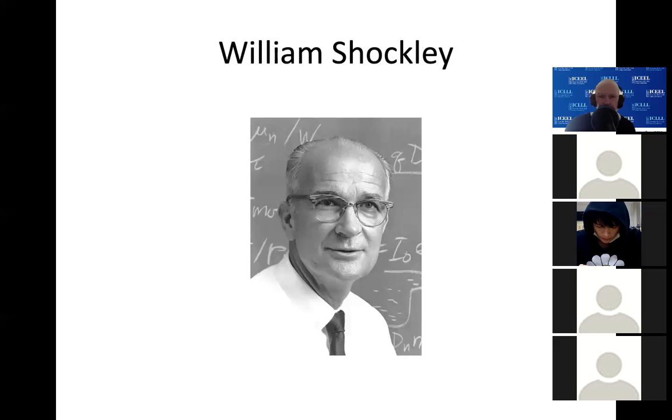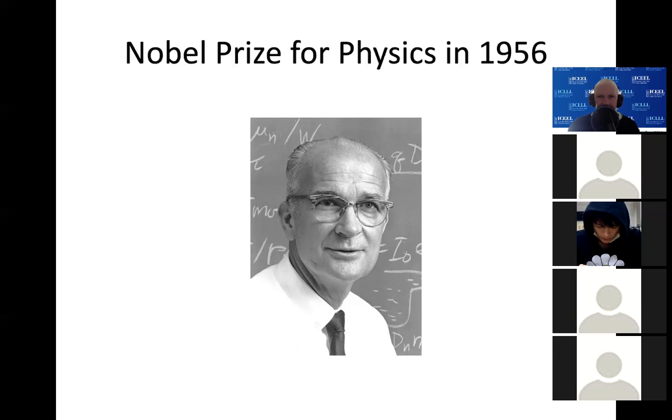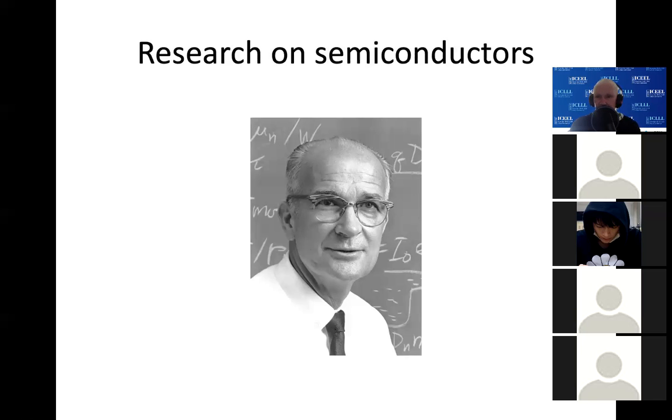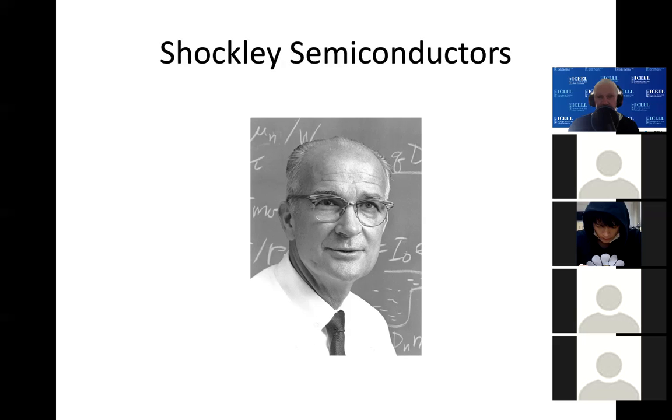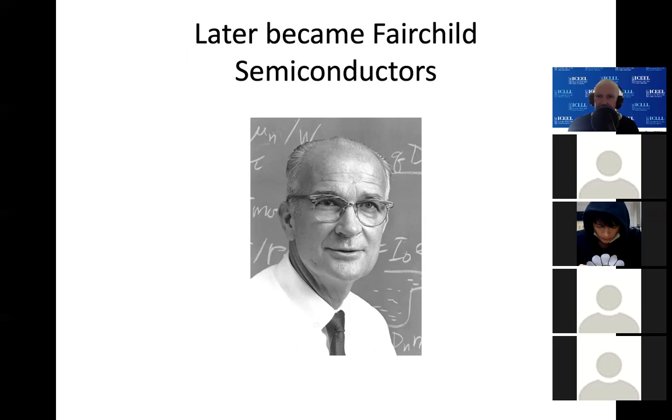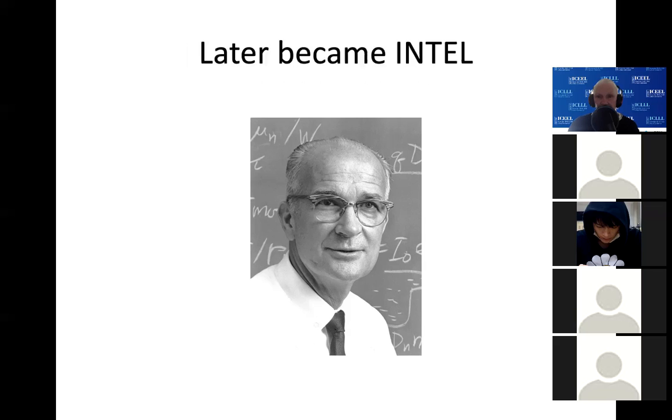That's it. Let's have a look at this guy, William Shockley. He's kind of an interesting character. He got the Nobel Prize for Physics in 1956, the year I was born. And he did lots of research on semiconductors. He moved to Silicon Valley, actually, in 1956, I believe. And he founded the company called Shockley Semiconductors. That was the original name of the company. It later became the Fairchild Semiconductors company. And eventually, later, they changed the name to Intel.